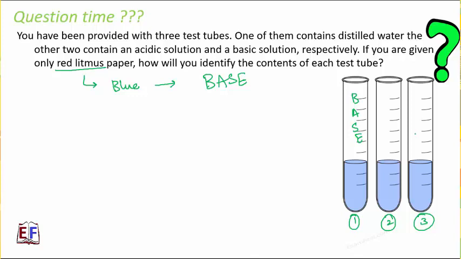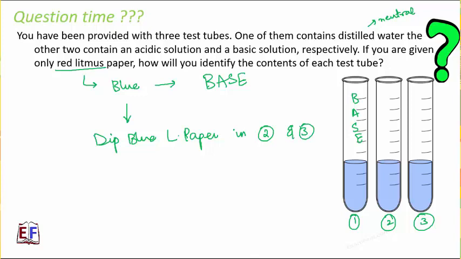Now how will you identify which of 2 and 3 is acidic and which is distilled water? Distilled water is basically neutral. For that, you would need a blue litmus paper. Do you have a blue litmus paper? Yes, we do, because the red litmus paper which I had turned blue. So now I also have a blue litmus paper. Now we dip this blue litmus paper in 2 and 3.